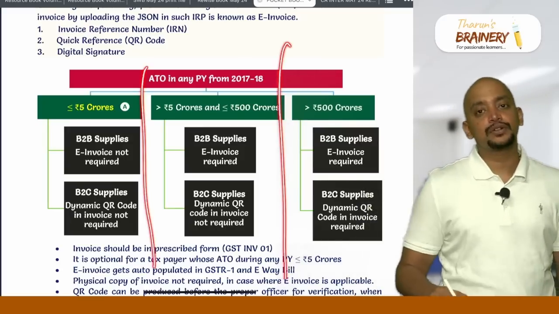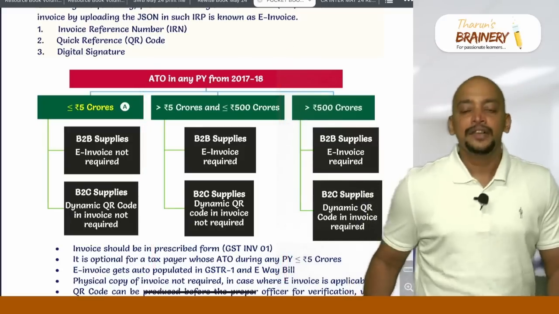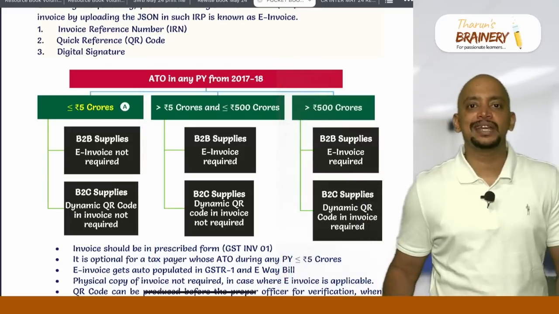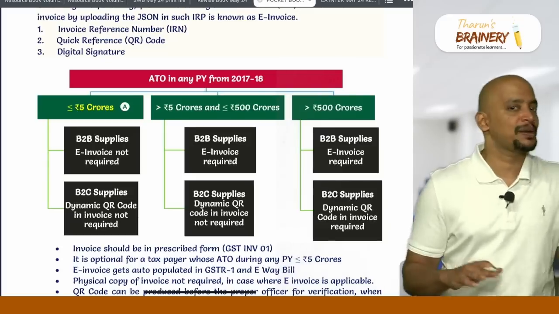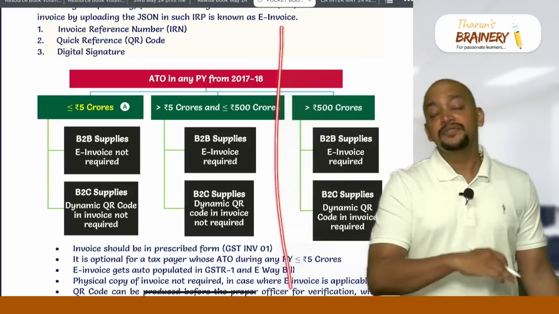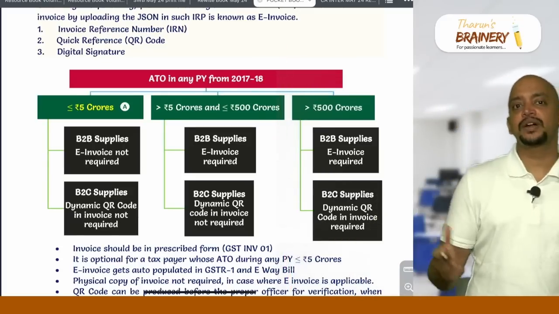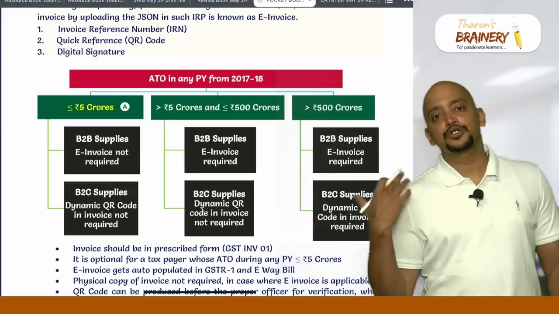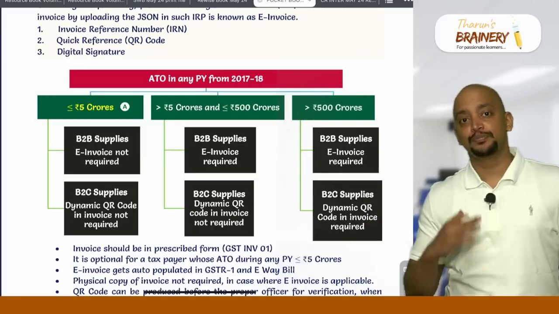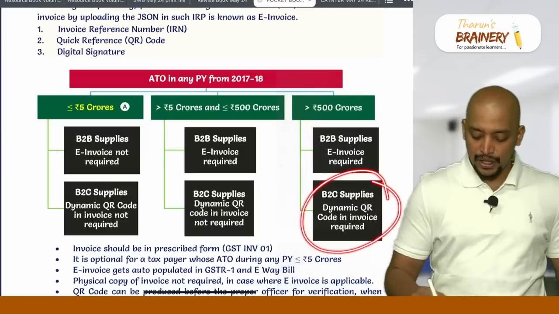If it exceeds 5 crores but does not exceed 500 crores, with respect to B2B supplies it will be E-invoice, whereas with respect to B2C supplies dynamic QR code is not required. If it exceeds 500 crores in any previous year from 17-18 onwards, then with respect to B2B supplies E-invoice is required. With respect to B2C it will be dynamic QR code.